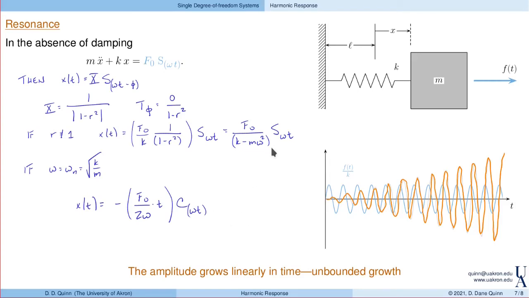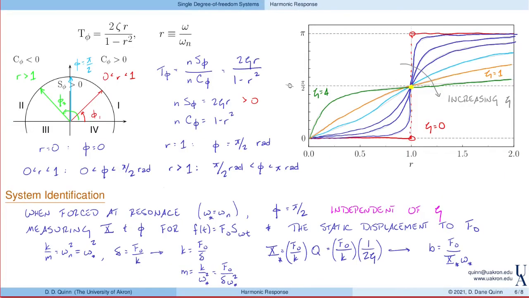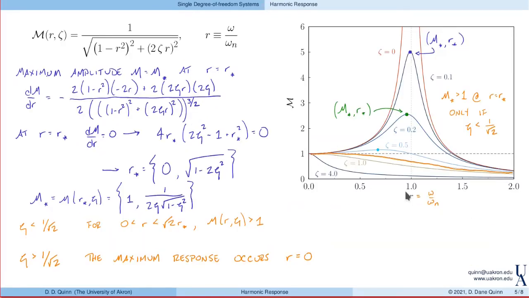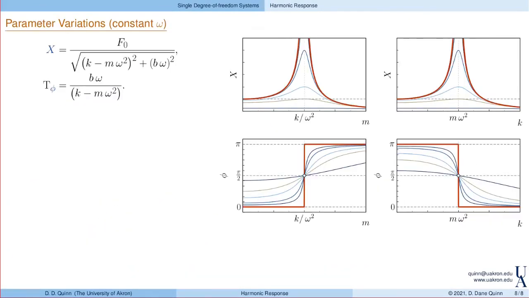The last thing I'd like to discuss today is what happens when we vary other parameters. This idea of magnification factor and the phase shift that we have developed is really useful when we talk about variations in the frequency. As we saw here, this frequency ratio is omega over omega n, so changing the forcing frequency is just like changing r. But what happens instead if I change the stiffness, or the mass, or maybe even the damping? We can look at what happens with other parameter variations.